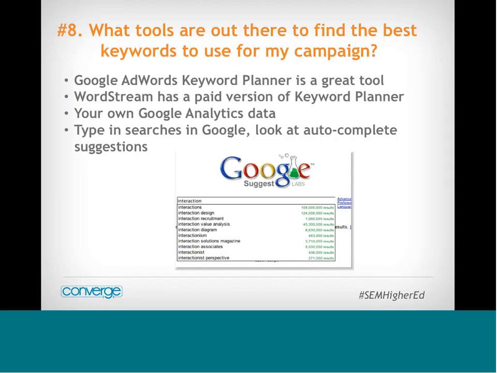What tools are out there to find the best keywords for my campaign? Well, Google has AdWords Keyword Planner, and that's a great tool, probably the most widely used tool for that. There's a paid version called WordStream, which some people like too. You can go to their website and check that out. You can look at Google Analytics data.